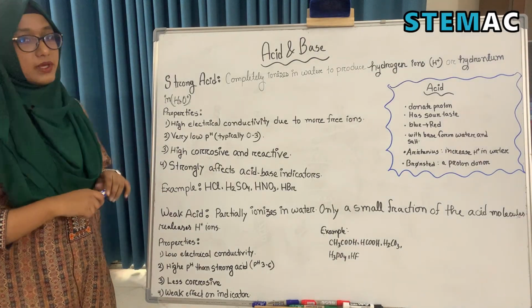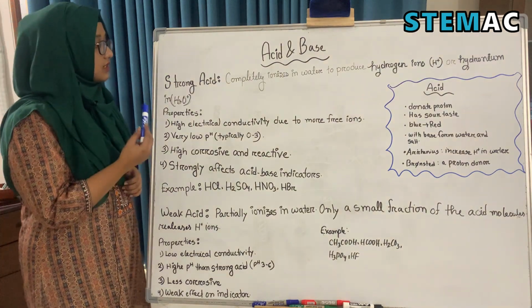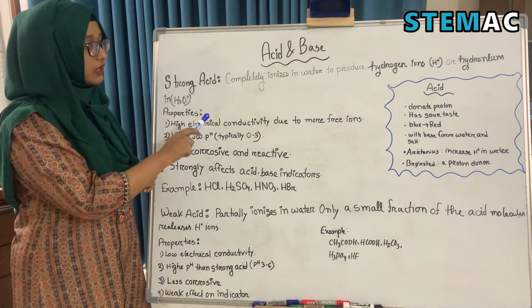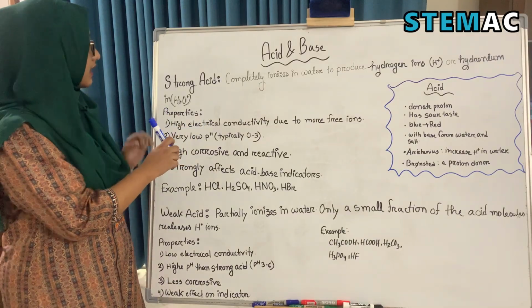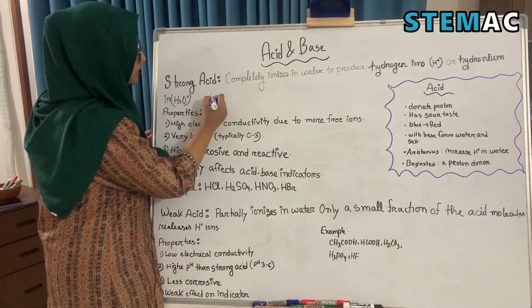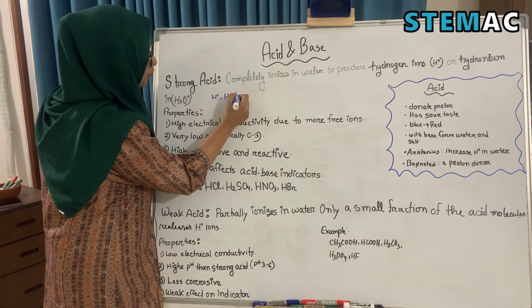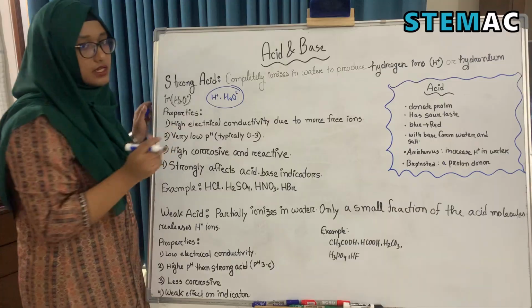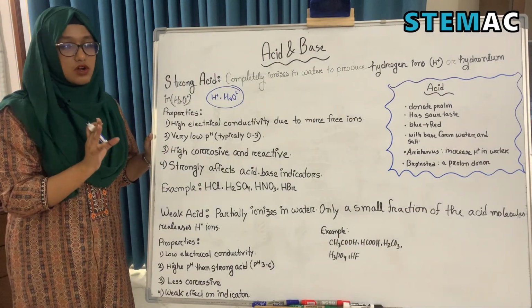So how can we define strong and weak acid? Firstly, a strong acid completely ionizes in water to produce hydrogen ion and hydronium ion. In water it produces H plus and H3O plus, those ions, in the case of a strong acid. So how are we going to define those strong acids?